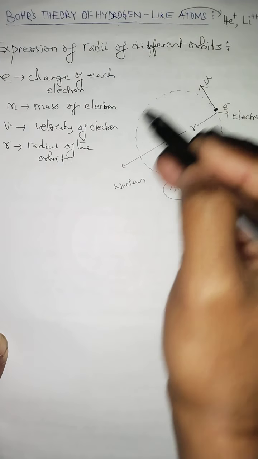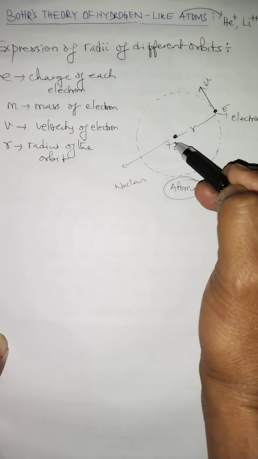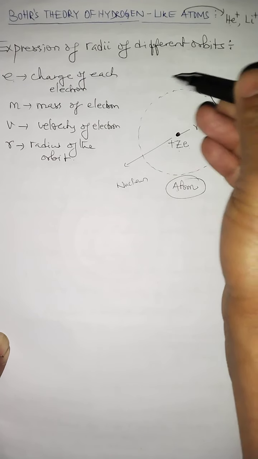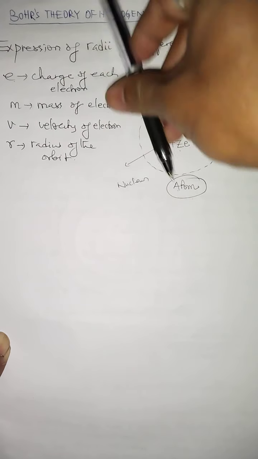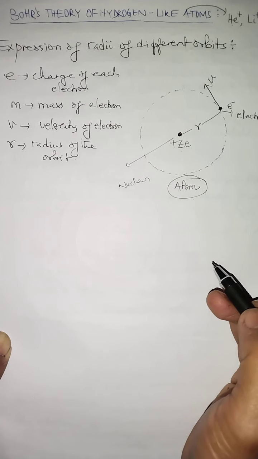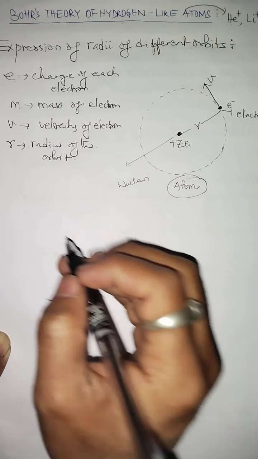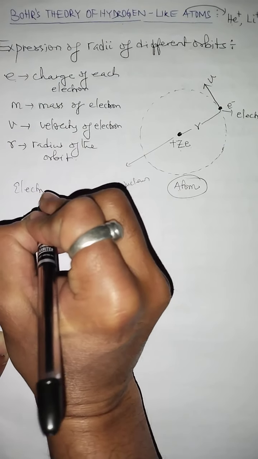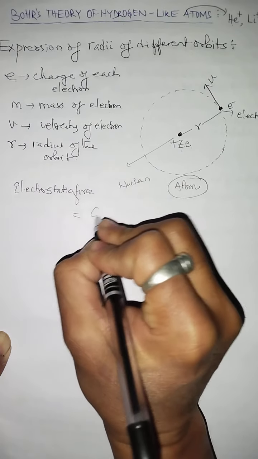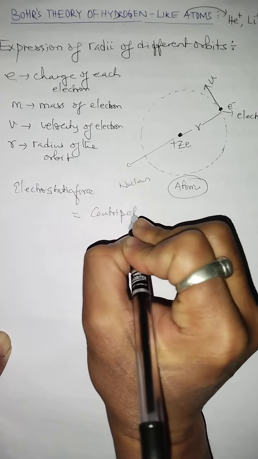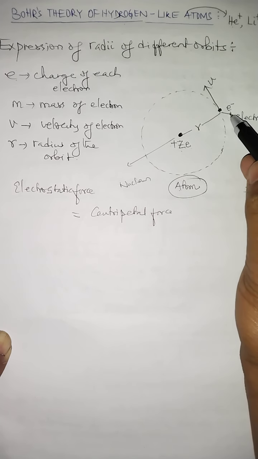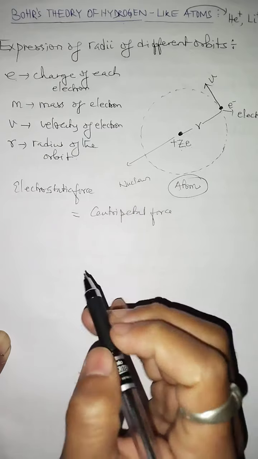As the electron revolves in the circular orbit, this electron is attracted by the nucleus with a force, and this force is called electrostatic force. This electrostatic force, at every position of the electron in the orbit, is always directed toward the center, so this force is also known as centripetal force. So in this case the electrostatic force, the force of attraction between the nucleus and the electron, is equal to the centripetal force.